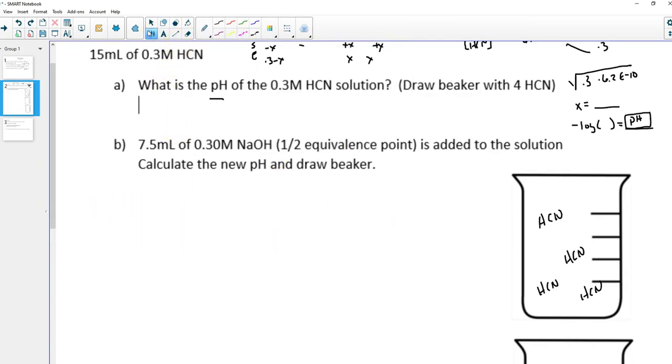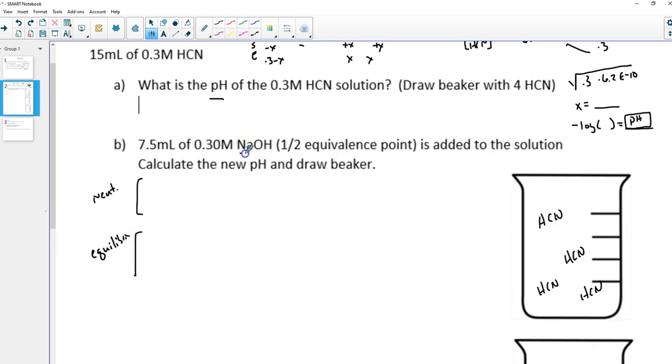All right. There we go. So, first part is I am going to neutralize some of my HCN. In fact, I'm going to neutralize half of it. So it's a two-part problem. First is the neutralization, and then there's equilibrium. We'll see in a minute.